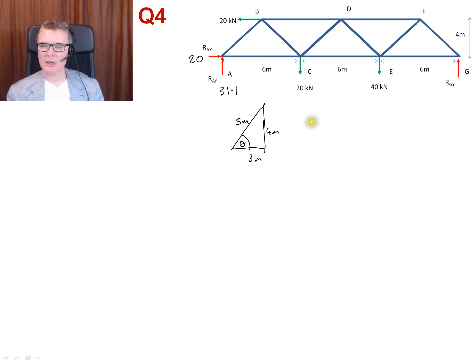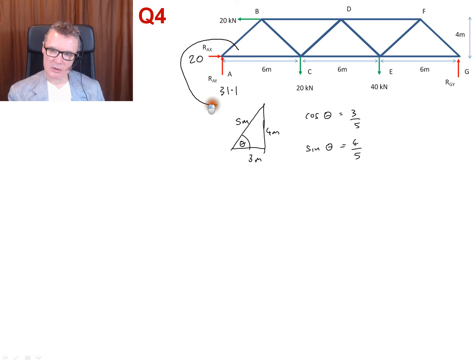So using this angle theta, you can say certain things here. We can say what is the cos. So cos theta is 3 over 5. We can say what's sine theta. We can say that's 4 over 5. It's the opposite. And now let's just jump right in and try and work out what that member is, AB.